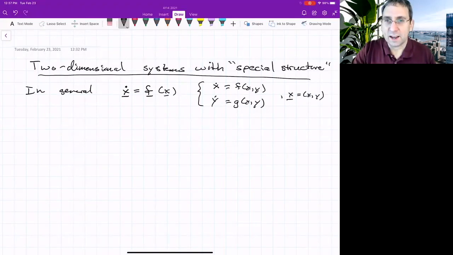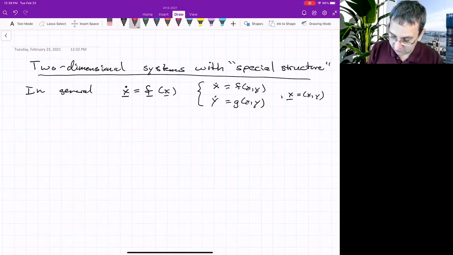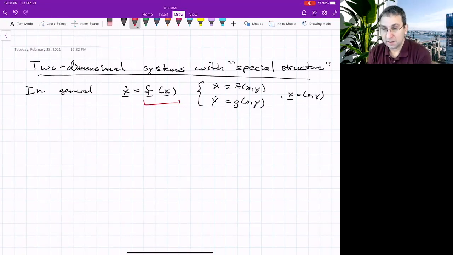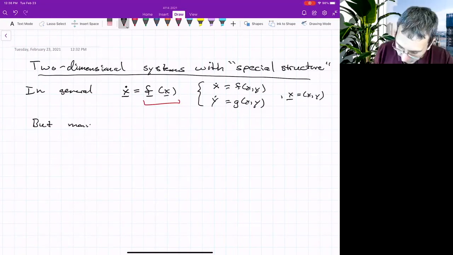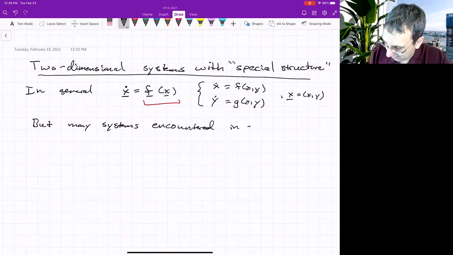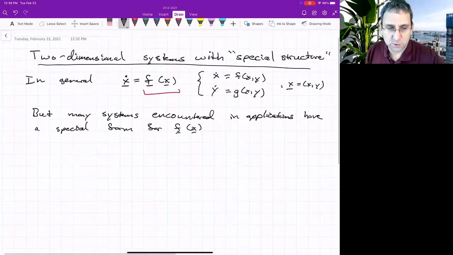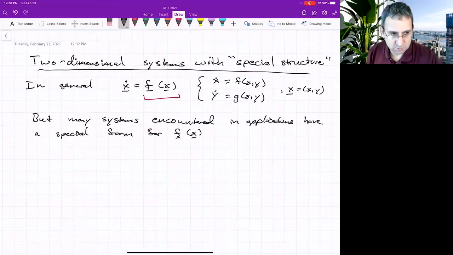But we can have systems that have special structure. And by special structure, I mean that the vector field f has a special form. So many systems encountered, let's say encountered in applications, have special form for f. So the first one we'll talk about is gradient systems.